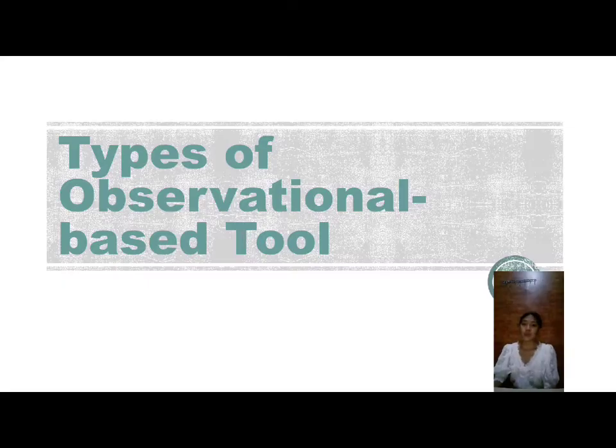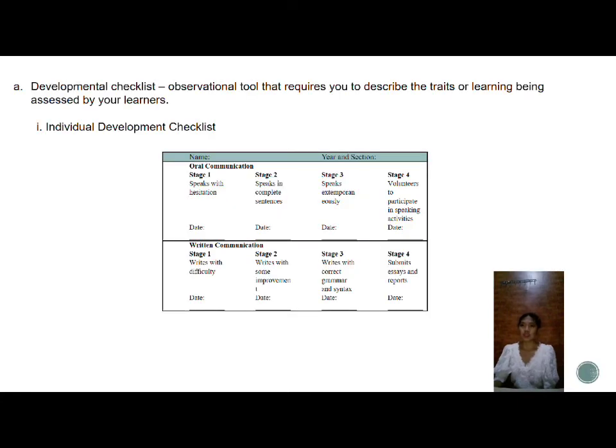Hello, good day everyone. So this time, you will learn the types of observation-based assessment tools that you can use for observational assessment activities. Developmental checklist. It is an observational tool which requires you to describe the traits of learning being assessed in your learners. And if this tool is regularly used, it will give you, as a teacher, a moving picture of your learners' progress towards the desired competencies.